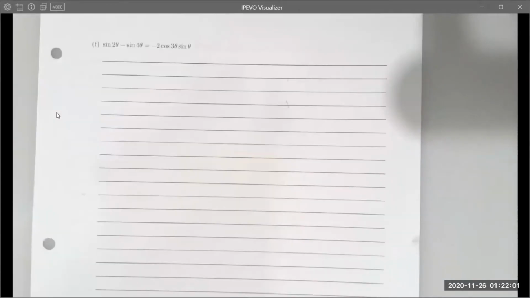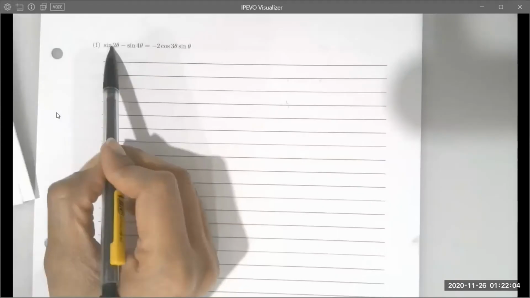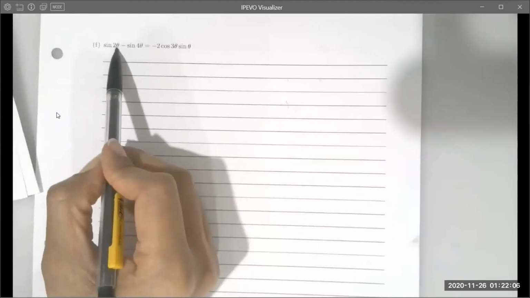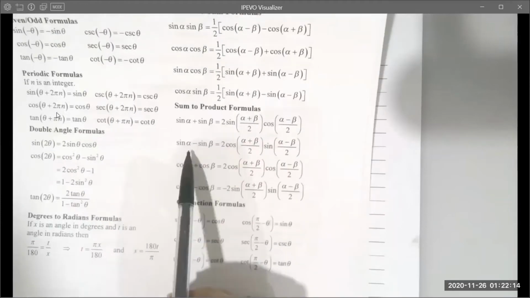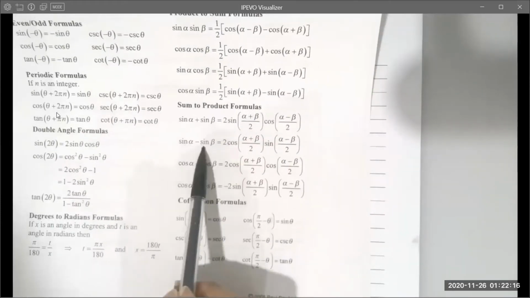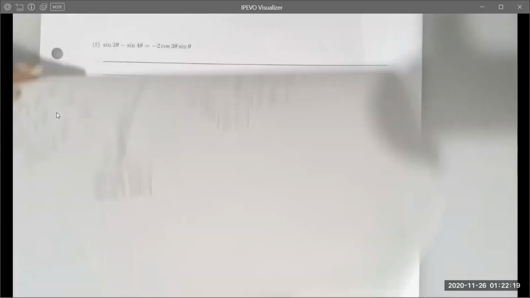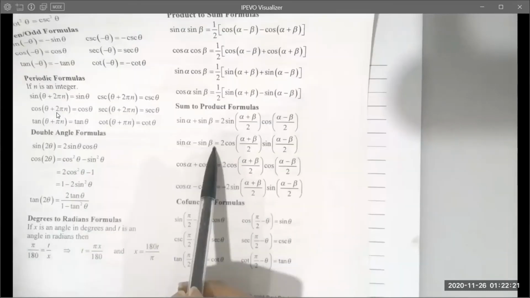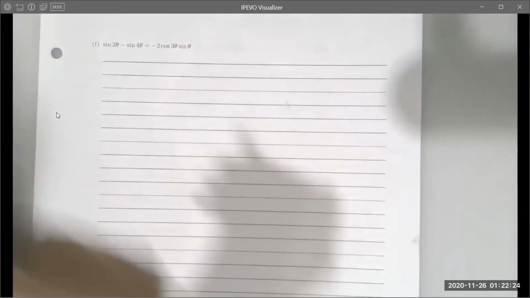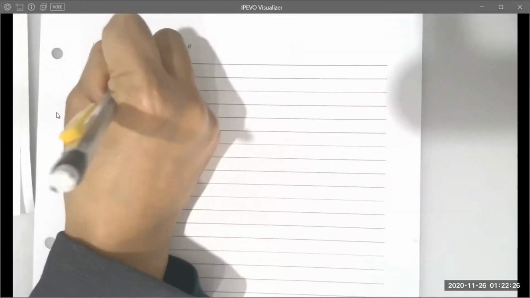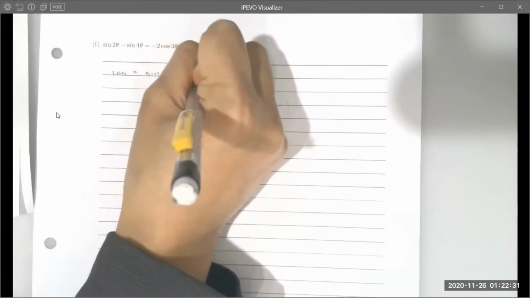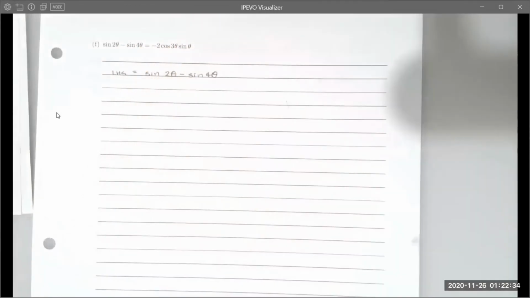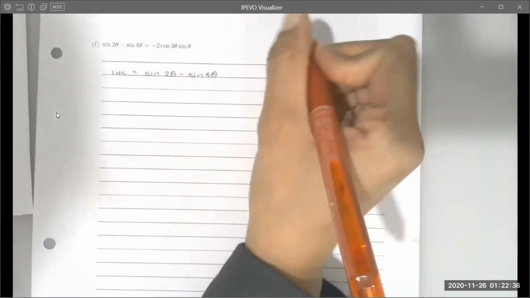Notice what we have on the left-hand side. We have sine of some angle minus sine of a different angle. And sum to product has that form on the left-hand side. They have sine of an angle minus sine of a different angle. So this is a good option. We could start there. Now let's try that. Start on the left-hand side with sine of 2 theta minus sine of 4 theta. And then we're going to use the formula sum to product.